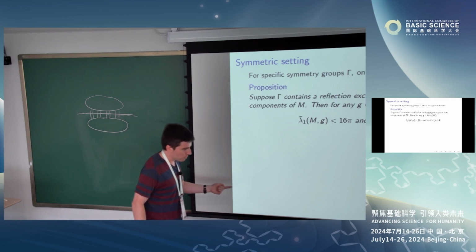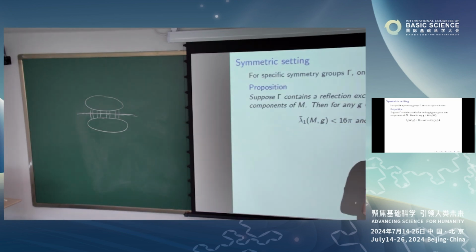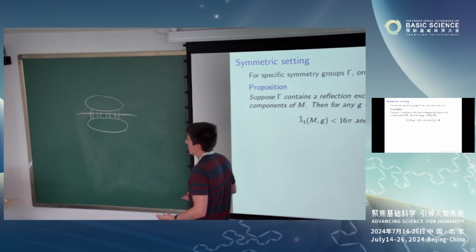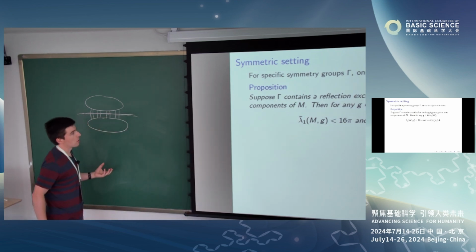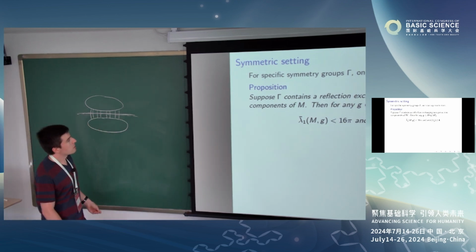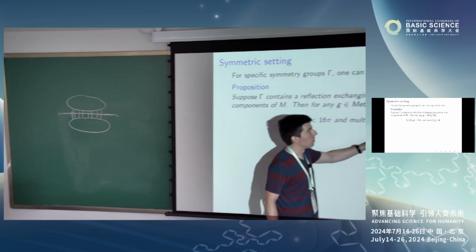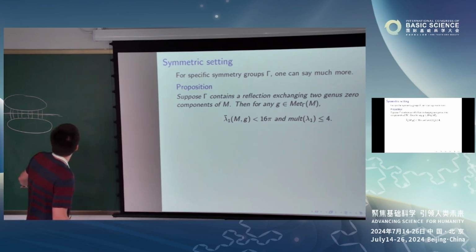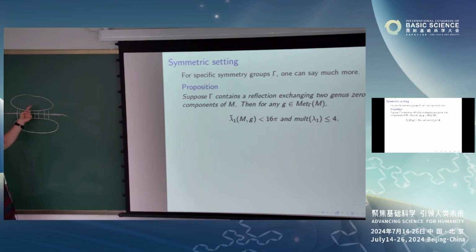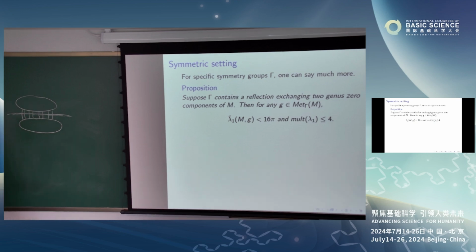And using a variant of some classic results of Chung that tell us that the multiplicity of the first eigenspace on a 2-sphere is always at most 3, we can see that in fact for a metric like this, this multiplicity is always at most 4. Somehow the Neumann part gives you 3 dimensions as in Chung's result, and you have an extra Dirichlet one corresponding to odd eigenfunctions under the reflection.